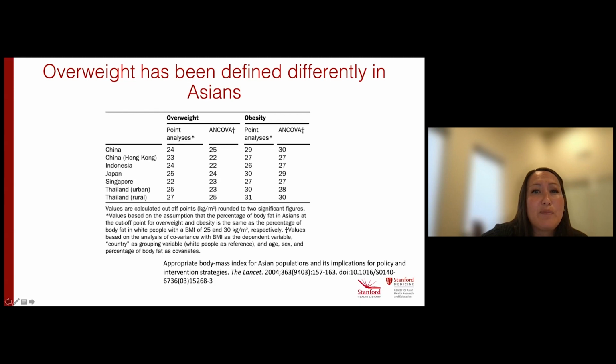And in terms of why it's defined differently in Asians, they also looked at the body fat percentage in Asians. They compared them to white patients with a BMI of 25 and a BMI of 30, and then tried to say what a BMI in an Asian person would be to have that same body fat composition. And for a lot of the BMIs, it's lower than the comparison. So in China here, it'd be 24 versus the 25 in a white person versus 27 in rural Thailand versus 25 in a white patient. And so as you can see, even within the different subpopulations themselves, there appears to be heterogeneity as well.